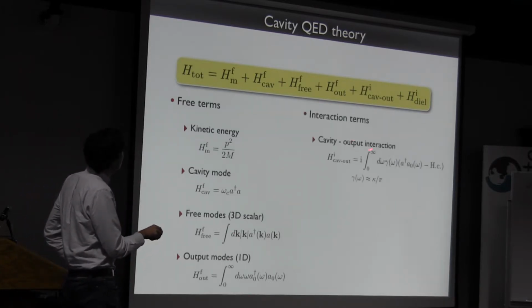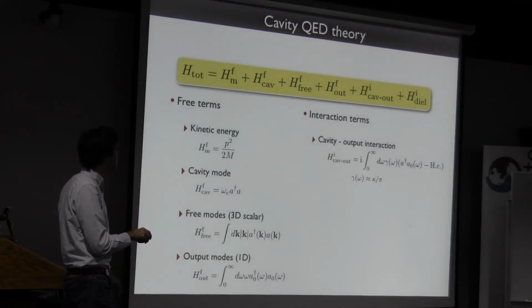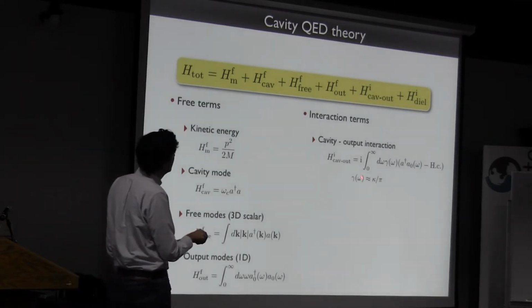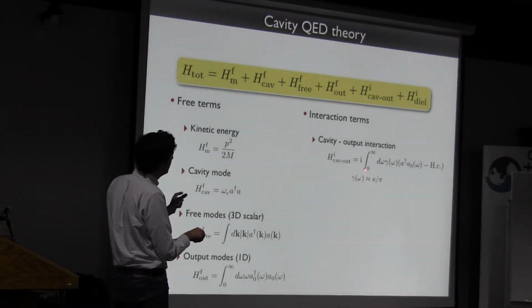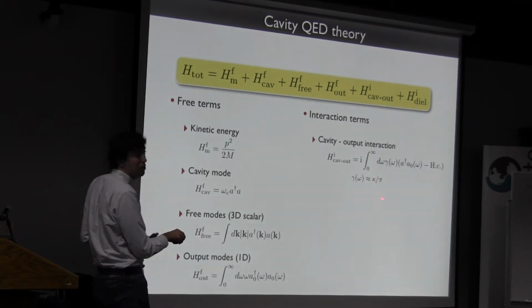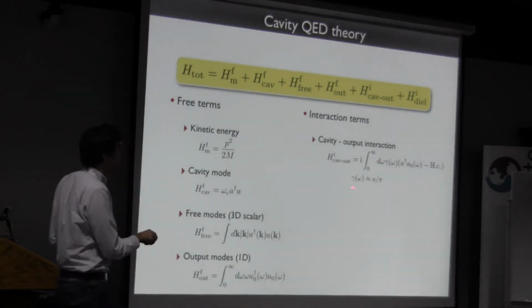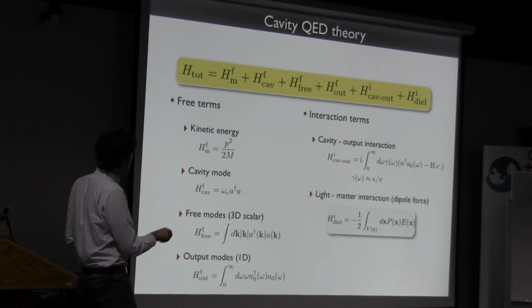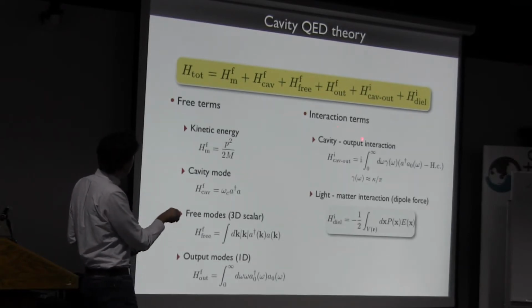Then you will also have the coupling between these output modes and the cavity mode. This is the typical thing that creates the damping in the mirrors. With the typical parameter gamma assumed to be constant for a given bandwidth, and this is the typical value of kappa, the decay rate of the cavity. Up to here, that's very standard cavity cooling.